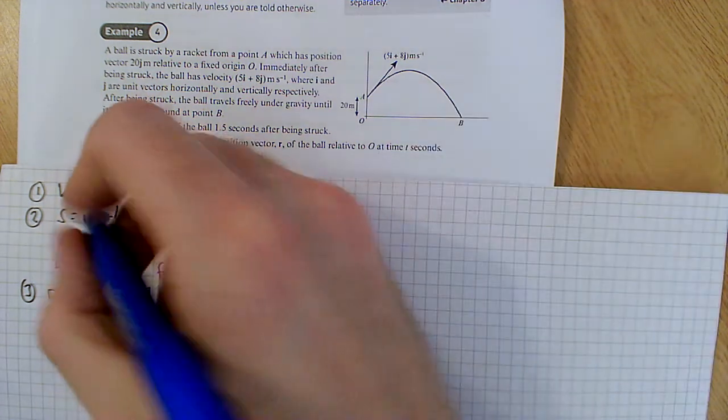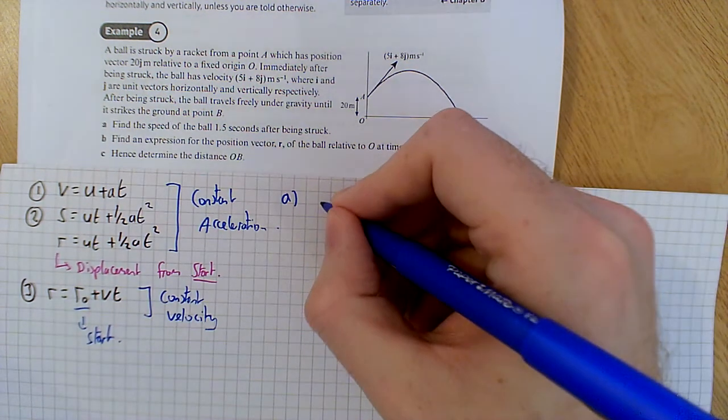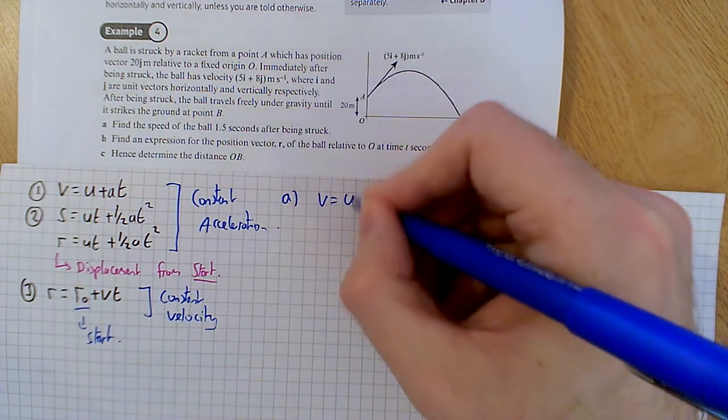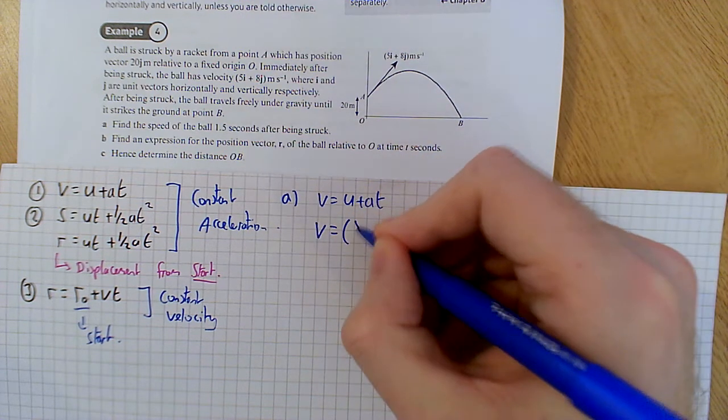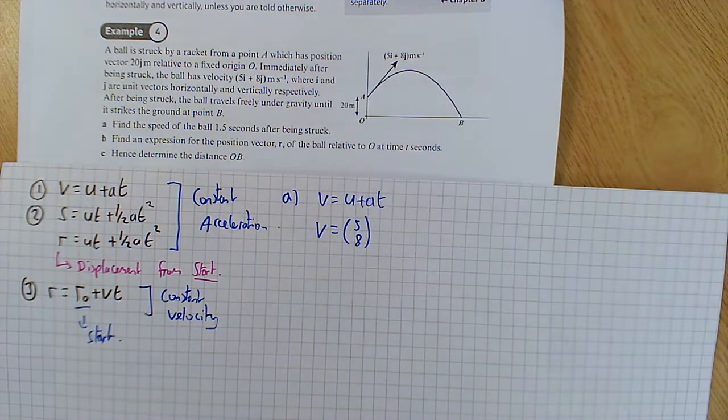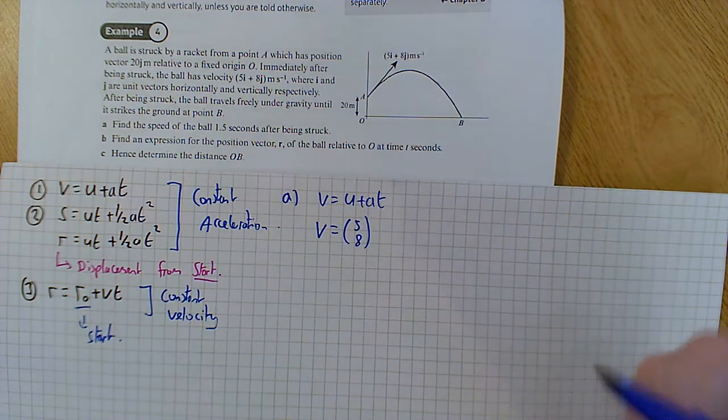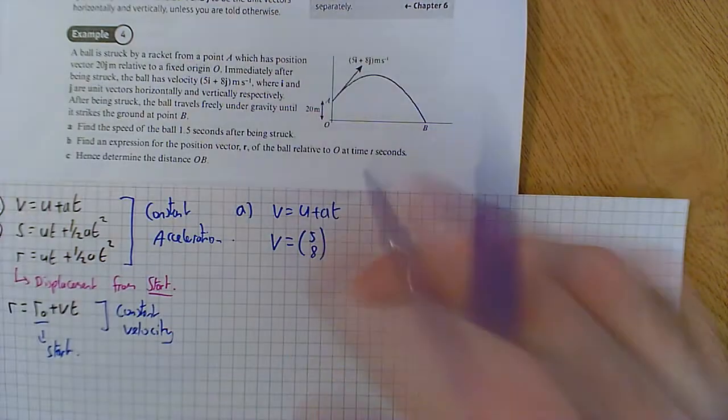So to find the velocity, I'm going to use my velocity formula, v equals u plus at. And I'm going to substitute in the values that I've got, and I'm going to do it using our column vector notation. Generally, in these sorts of questions, I think it's easier to use the column vector than the i's and the j's. I think visually it's just clearer what's going on.